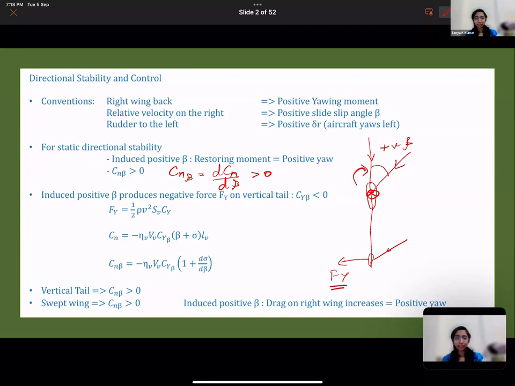This Fy that I've written on the slide, is it positive or negative? Exactly, it's negative, because your positive Y is in this direction. This is your positive Y axis. So due to a positive beta, the force produced on the tail is negative. Fy is negative. Now this negative Fy about this CG, will it produce a positive yaw or negative yaw? The yawing moment, N, will it be positive or negative?